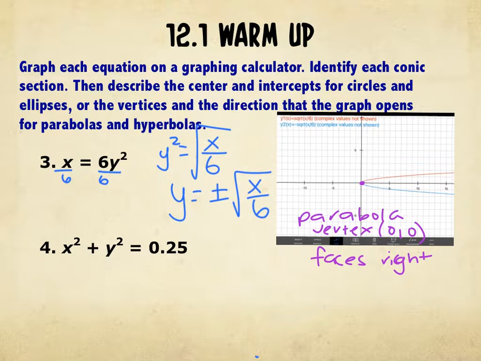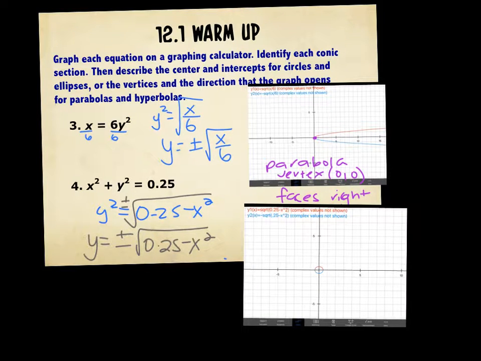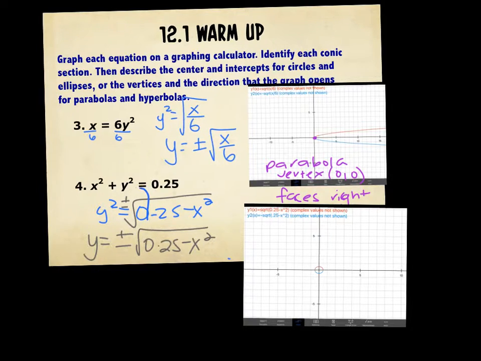And the last one, subtract the x squared and then square root. So y would equal plus or minus the square root of 0.25 minus x squared. All right, and then here is my last one, and this is what shape? It's a circle. Here, I'll zoom in on it so you can see a little bit better.